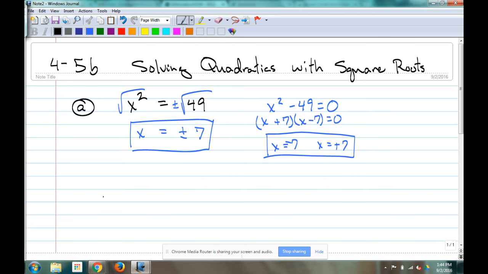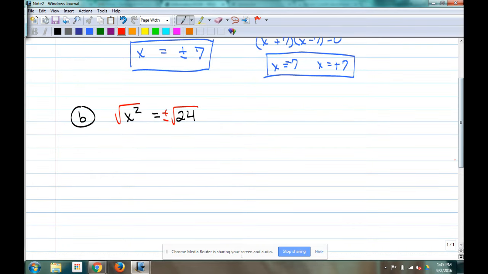Like if it were x squared is equal to 24. If I were going to do that with factoring, it won't factor. There's no way that works. But if I use square roots, I can get the answers, because I take the square root of both sides. And remember, when you take the square root of a number, you have to use plus or minus.